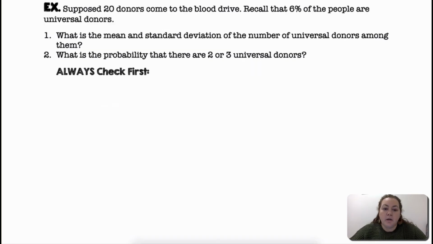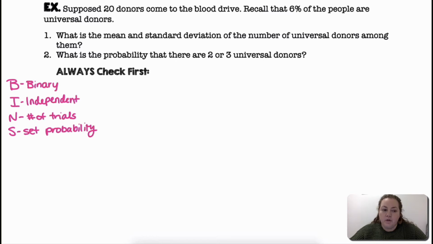Suppose 20 donors come to the blood drive. Recall that 6% of the people are universal donors. What is the mean and standard deviation of the number of universal donors among them? And then what is the probability that there are 2 or 3 universal donors? So this is a binomial. Our conditions are going to be BINS. So B, binary, I, independent, N, set number of trials, and S, set probability. So binary, success or failure.